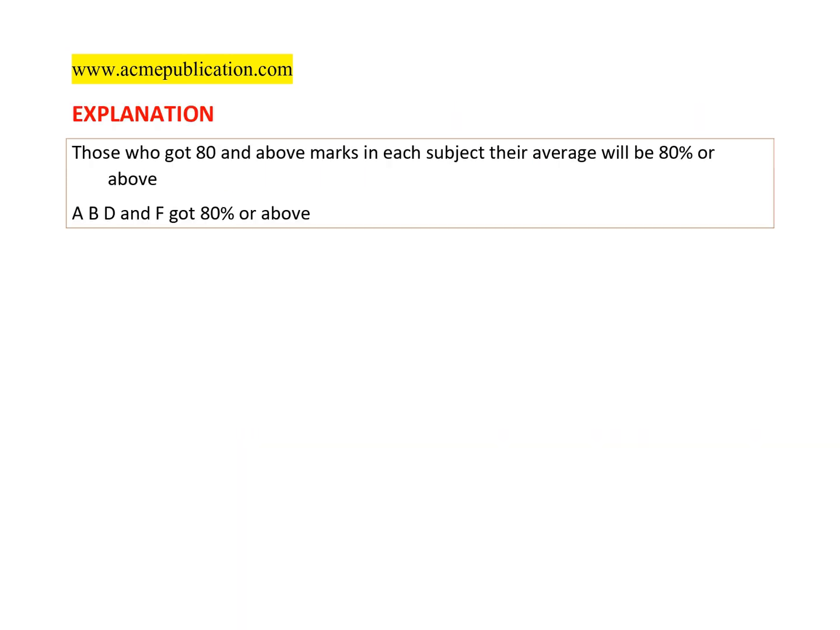For solving this, it is very simple that those students who got 80% and above marks in each subject, their average will be 80% or above. So by taking this into consideration, we will find A, B, D and F got 80% or above marks in their exams.